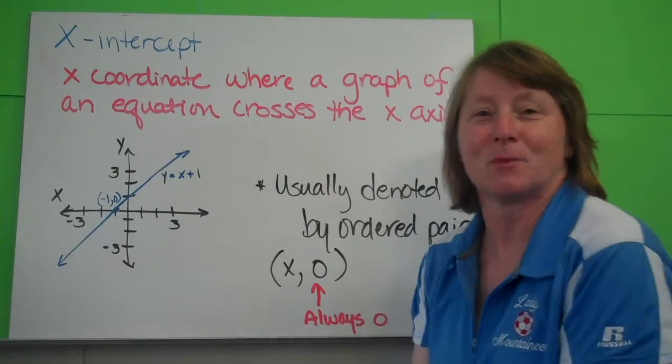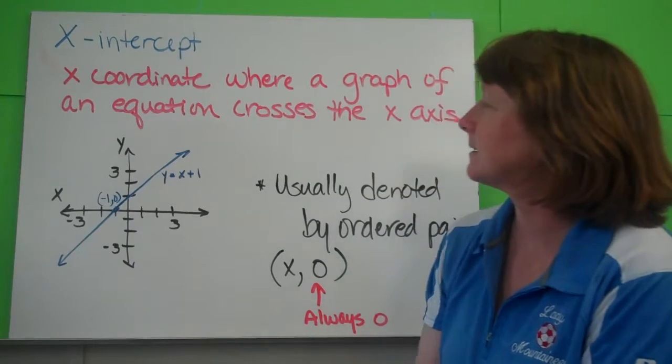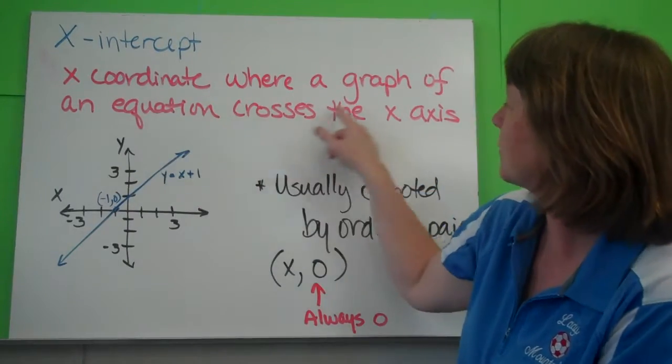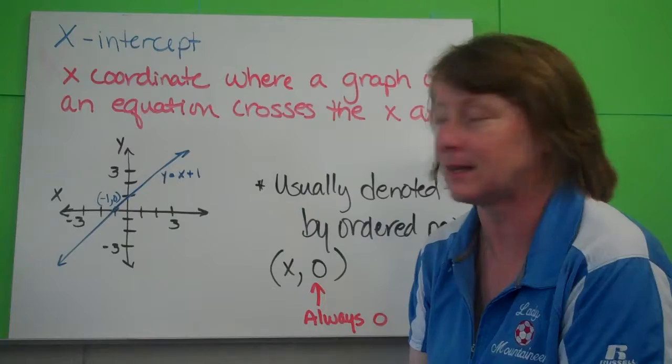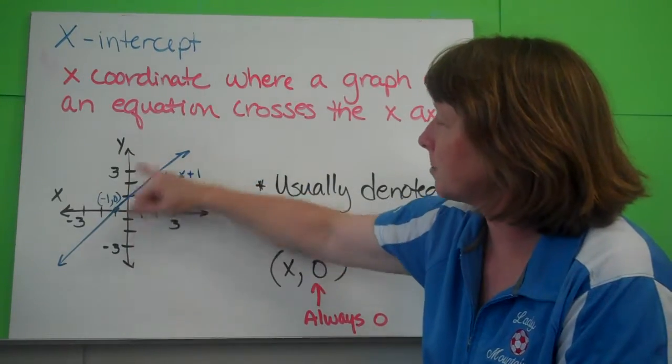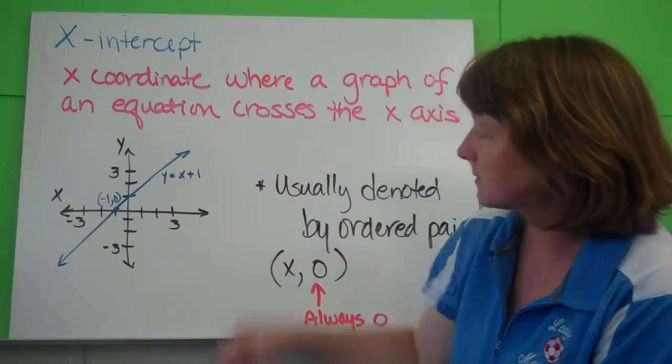X-intercept and Y-intercept. Welcome back. We're going to look at these. X-intercept, it's the x-coordinate where a graph of an equation crosses the x-axis. We look at our coordinate plane. We have our y-axis and our x-axis.